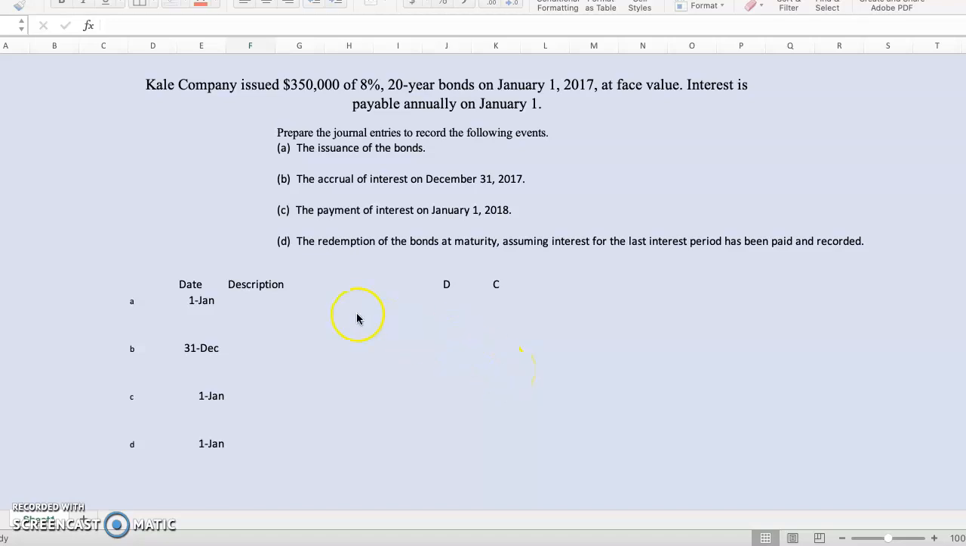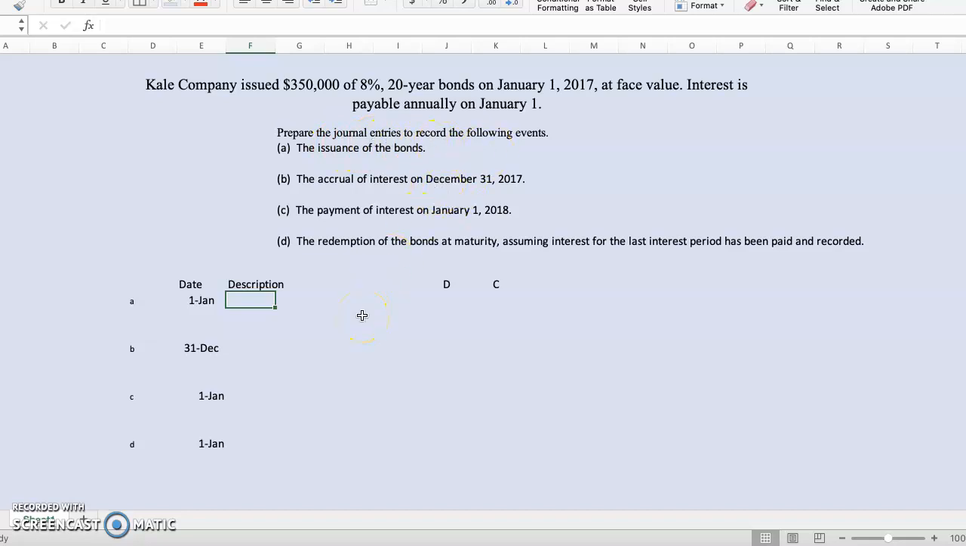Hi class. So tonight we're going to go over how to journalize bonds issuing from a company that issues bonds, and how to journalize that. So we're going to start out with reading here. It says Kale Company issued $350,000 of 8% 20-year bonds on January 1st, 2017 at face value. Interest is payable annually on January 1st. So we're going to prepare the journal entries to record the following events.